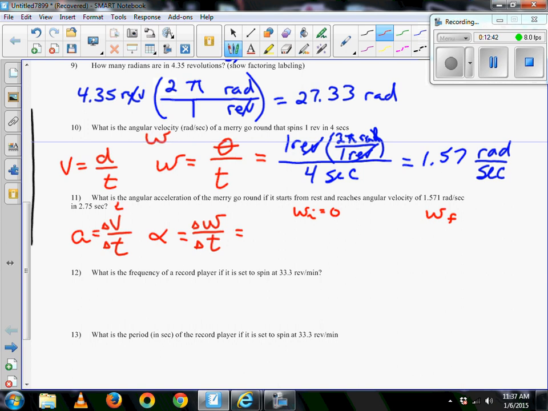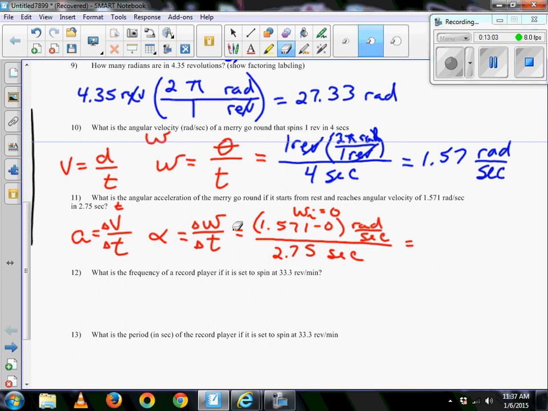T. Okay. Now all we do is plug everything in here. So it's final minus initial. So I'm going to take the 1.571 minus 0, and that's radians per second, and divide that by the time of 2.75 seconds. Need a little help on the math on this one. This is a difficult one.